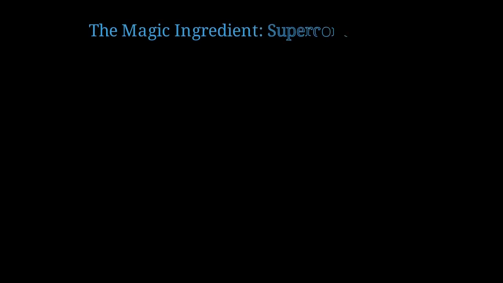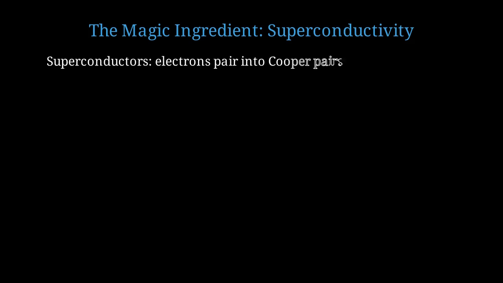The key ingredient for creating these exotic states is superconductivity. Let me explain why superconductors are so special for this purpose. In a superconductor, electrons pair up into what we call Cooper pairs. These pairs behave like bosons and can all occupy the same quantum state, creating the superconducting condensate.